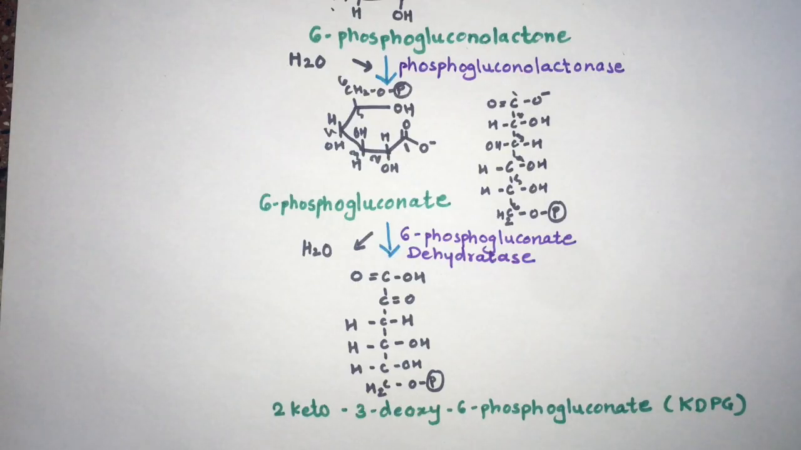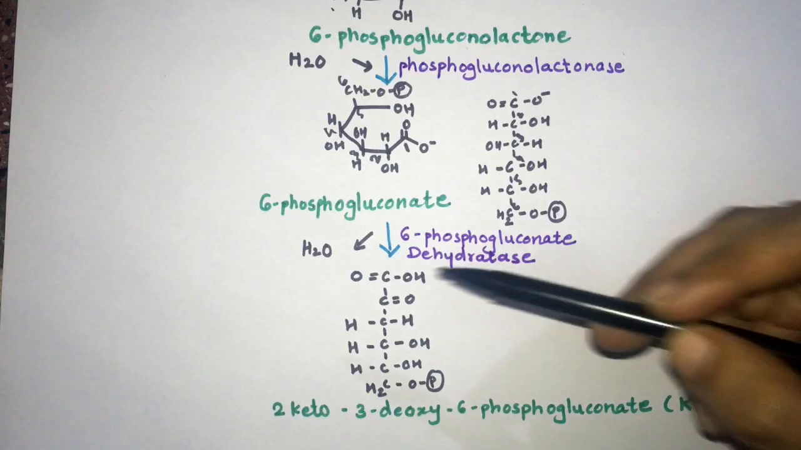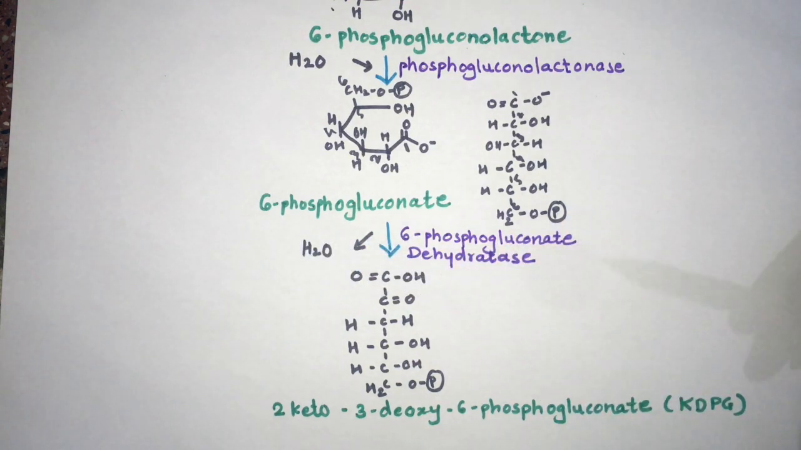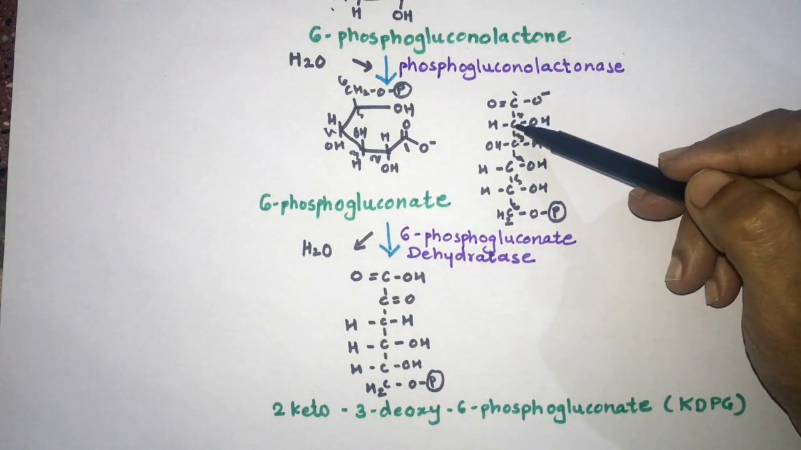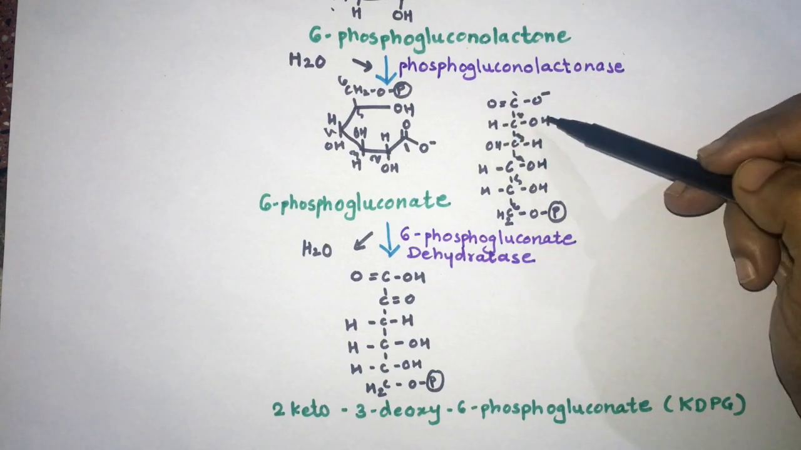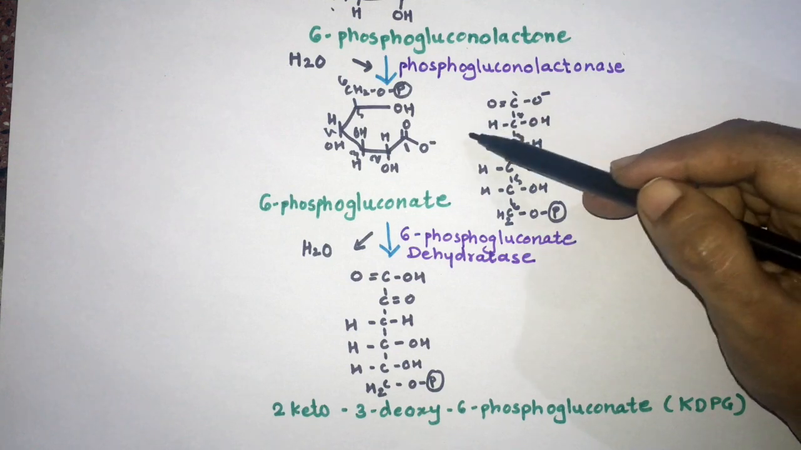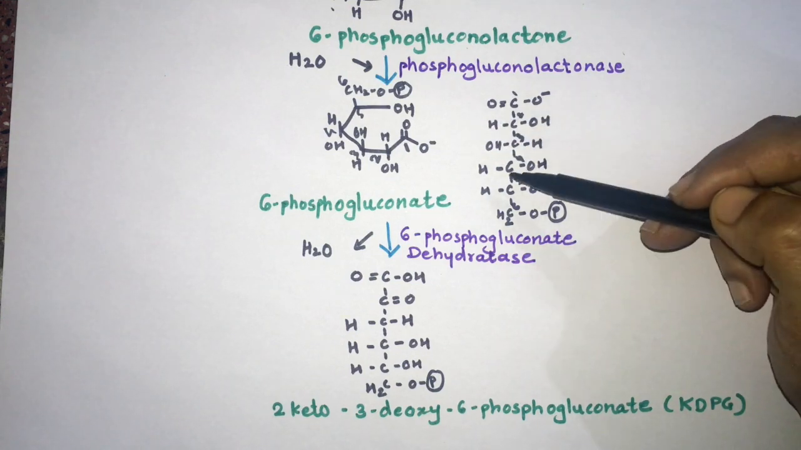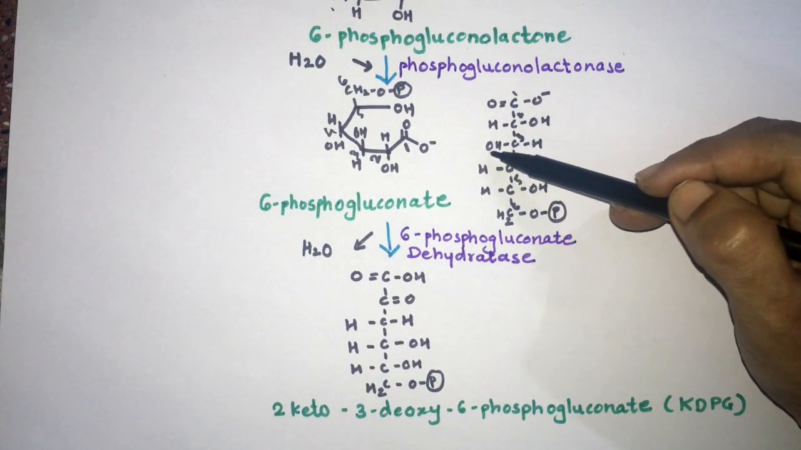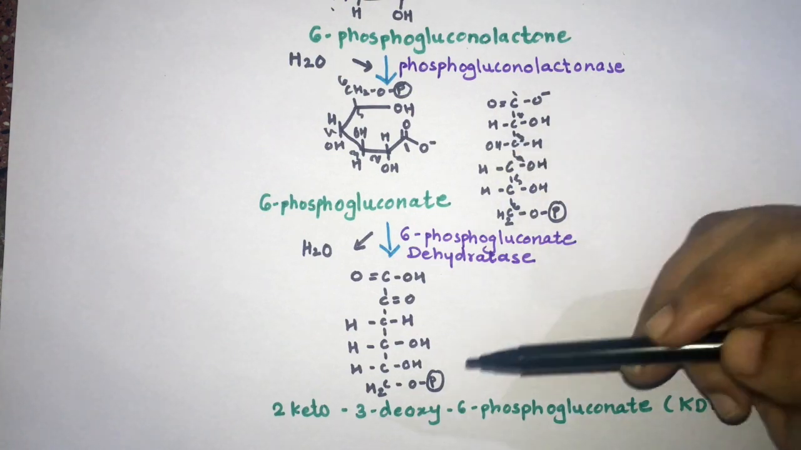Next step is dehydration reaction. That means a water molecule will come out. Now let us observe this. This is the second carbon. Here there is an OH group and an H group. So two H atoms will come out from here and one O atom will come out from this OH group.